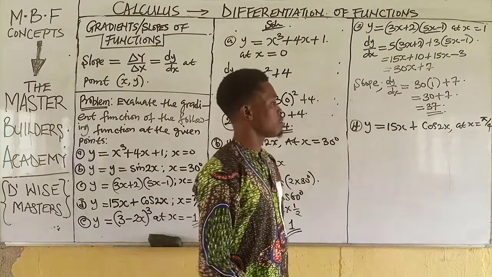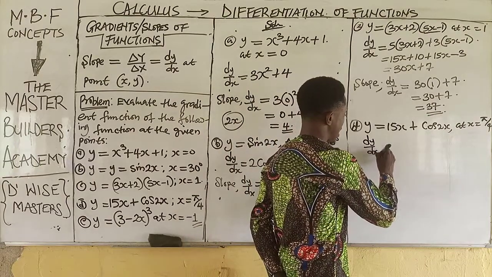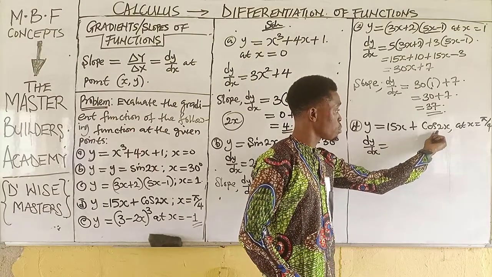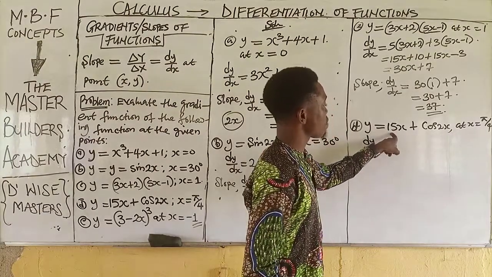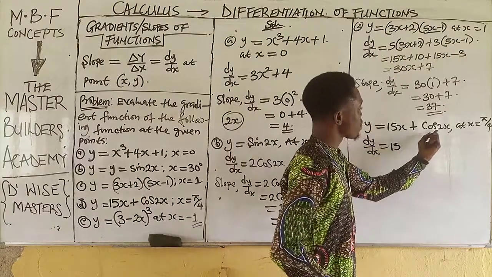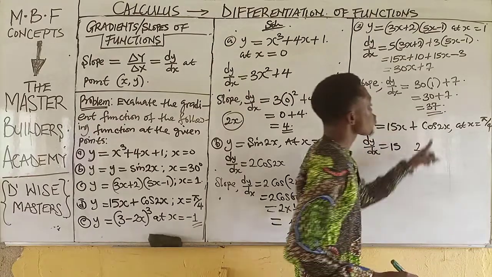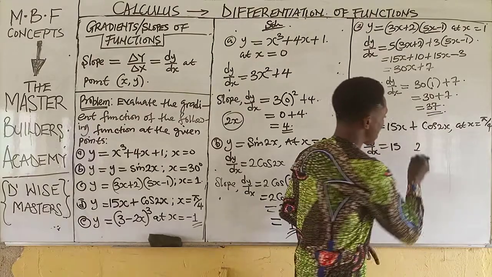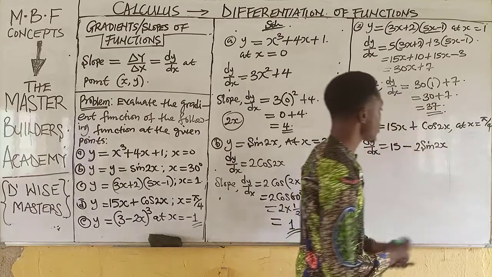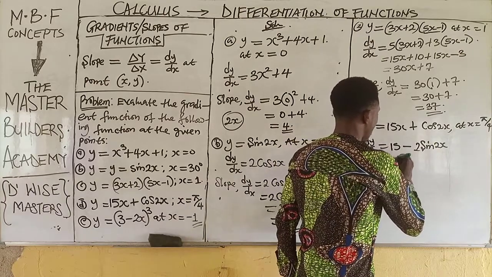Now, this is very simple. All you need to do is to differentiate the y over the x. Now guys, we have this to be linear function, then we have this to be trig. When we differentiate 15x, we have 15. When we differentiate cos 2x, these two will come out, we put down 2. When we differentiate cos, we have negative sine 2x. This is the result.